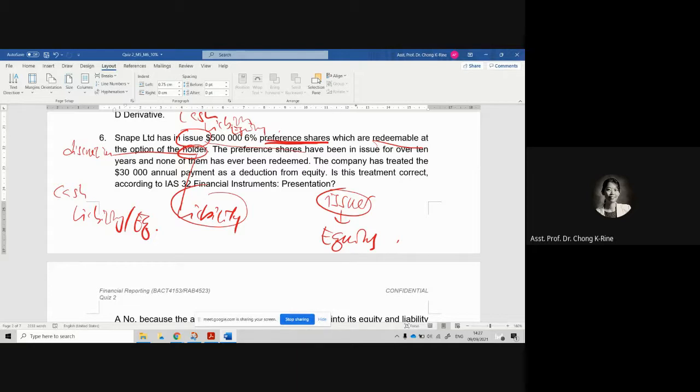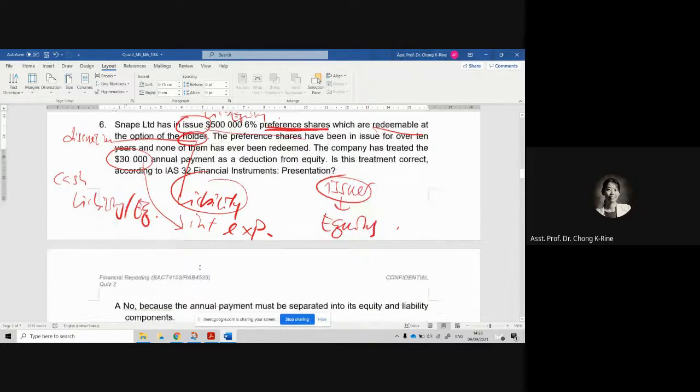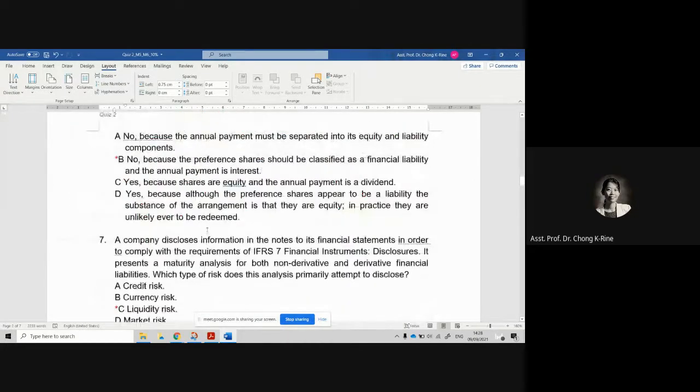So in this case, it is a liability. All right, so the 30,000 preference shares dividend will then be an interest expense. Therefore, the treatment is not correct. The treatment of deducting it from equity is not correct, because these particular preference shares, at the discretion of the holder, are a financial liability and this is an interest expense. Okay, so there we go.